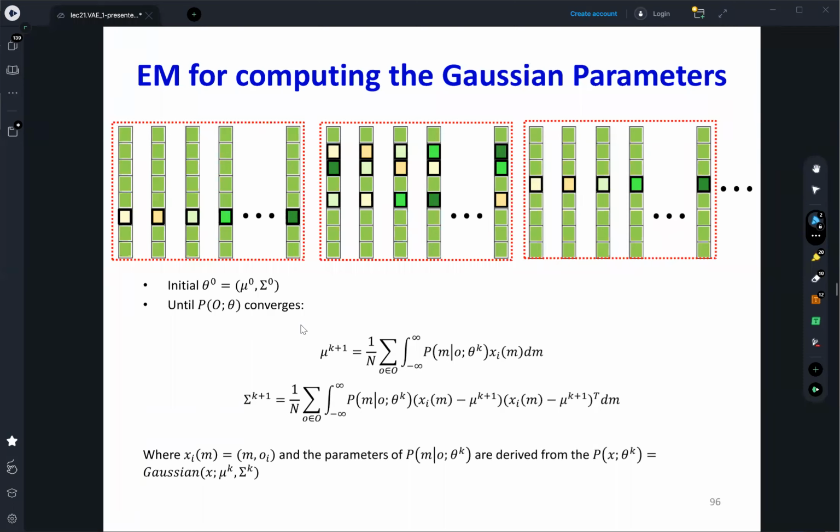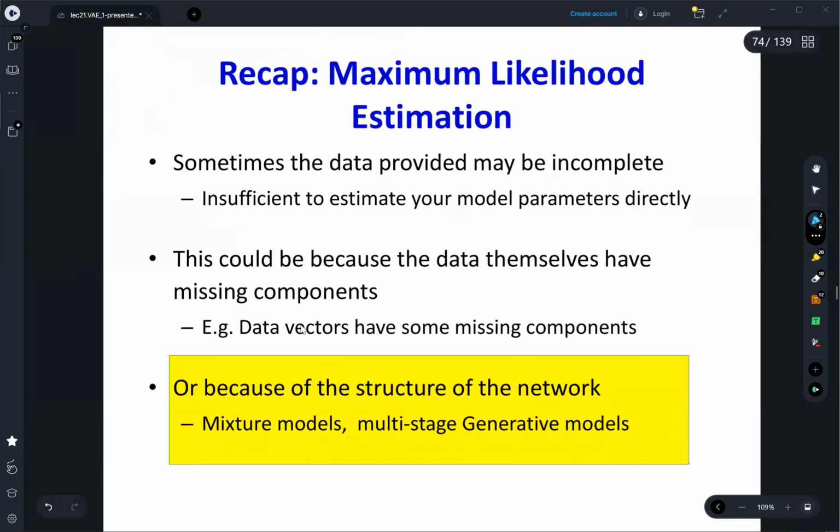Any suggestions? Perfect, exactly, right? You don't need to fill it in every possible way. You can just sample the posterior and it should still work, right? So that was when you actually had data missing.